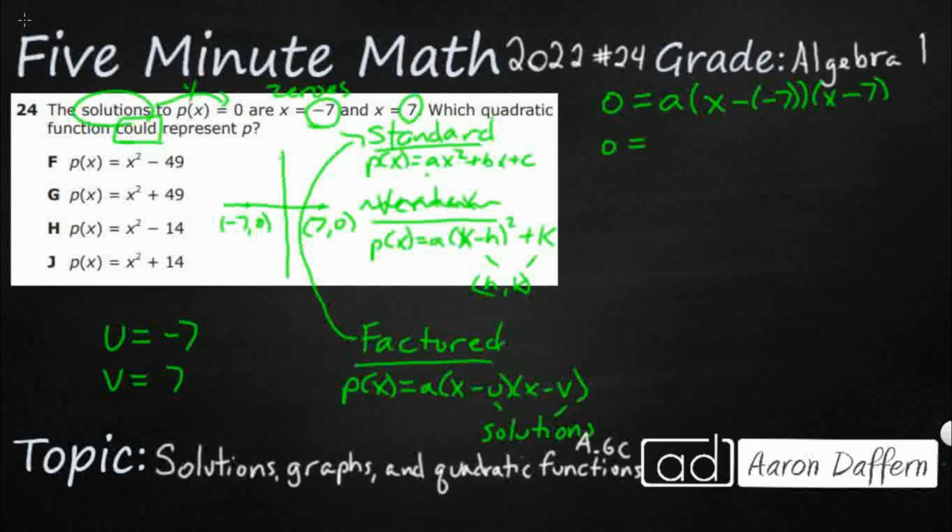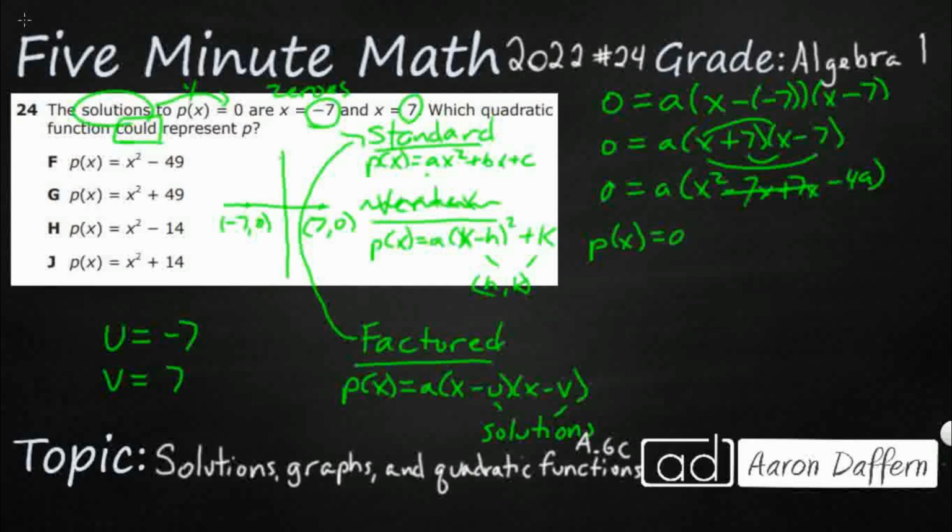And so it's going to be an x plus 7, and then look at that. That's a perfect square there. So we'll go ahead and FOIL this out, and you'll see that it's going to be x squared, and then minus 7x plus 7x minus 49. Obviously, the minus 7x and then plus 7x cancel out. So we get this p of x equals a times x squared minus 49. Now, that's as far as we can get. We don't know what the a is, so we have to assume it's just 1, which means it goes away, which means our answer here is F.